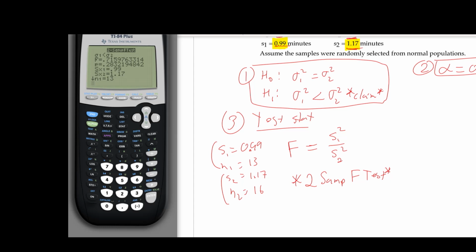Our test stat here is 0.72, rounding to 2 decimal places. Our p-value is 0.283. It's a pretty large p-value, definitely not less than our significance level.